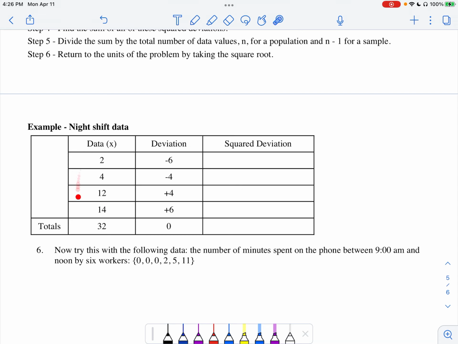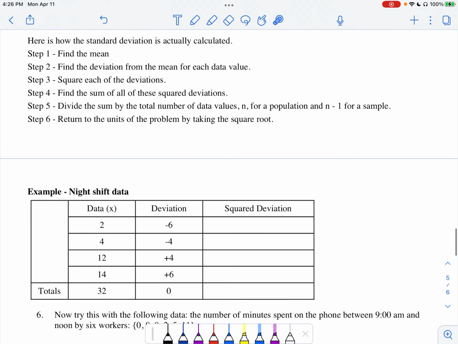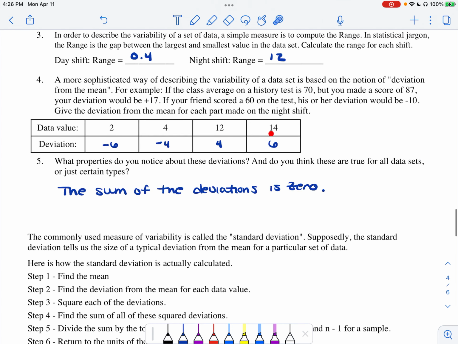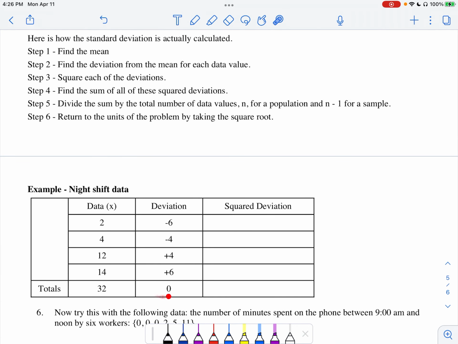So for example here, we have our computer parts that we found above. We have our data, the 2, 4, 12, and 14, and we already found that our mean was 8, and we went through and calculated the deviations. These are the same deviations that we just found above. And again, they made note here that the deviations add up to 0. That's something that you can check to make sure that you found your deviations correctly.